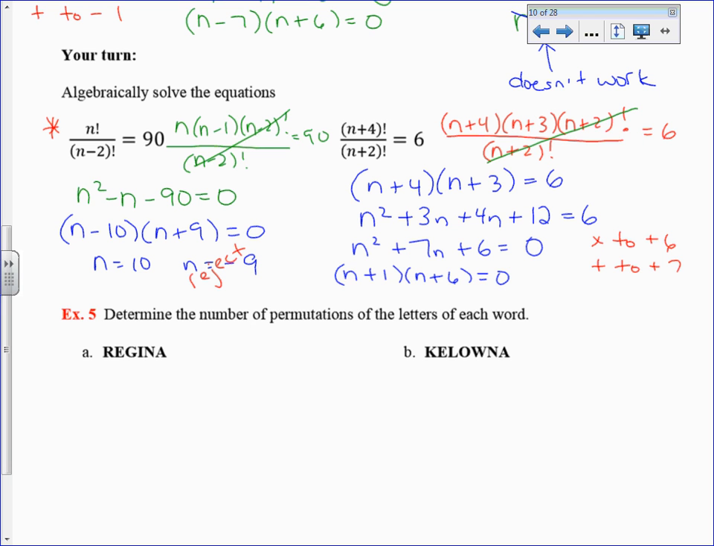Another little hint about when you're factoring is if the number that you're multiplying to and the number that you're adding to differ by 1, it's always going to be 1 and the last number.